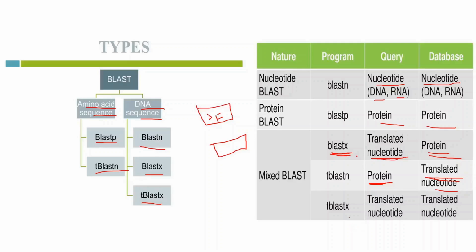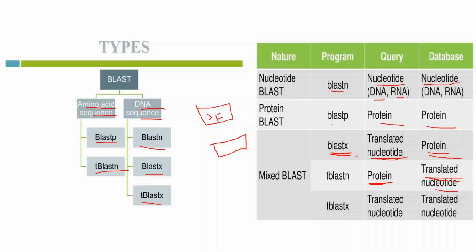TBLASTX: both are translated, and both are nucleotide. The query sequence is nucleotide and the database is also nucleotide. Okay, that you have to remember. So how will you remember these things? The first one is BLASTN: N denotes nucleotide, so both are nucleotide. BLASTP: P stands for protein, so both are protein. BLASTX: X here means translated nucleotide.